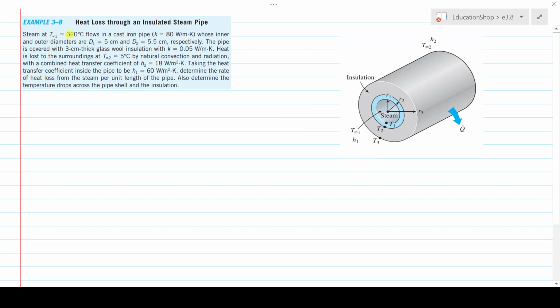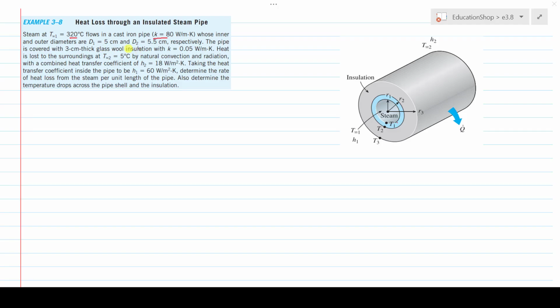Steam at a temperature of 320 centigrade flows in a cast iron pipe and its thermal conductivity is 80 watt per meter Kelvin. This is the pipe. It is made up of cast iron. Inside this pipe, steam at a temperature of 320 centigrade is flowing. Its inner and outer diameters are D1 at 5 cm and D2 5.5 cm.